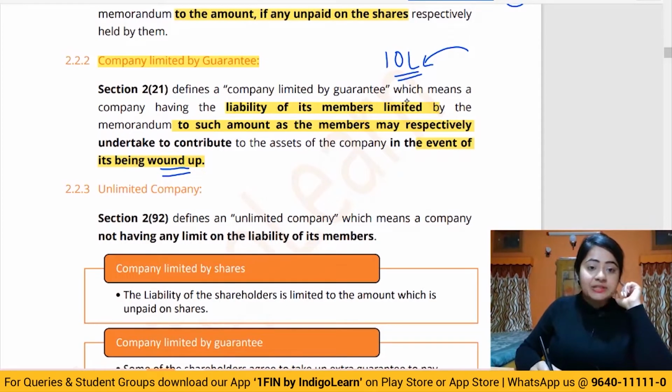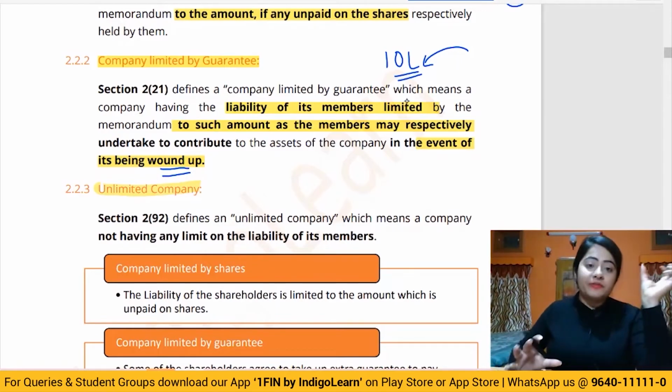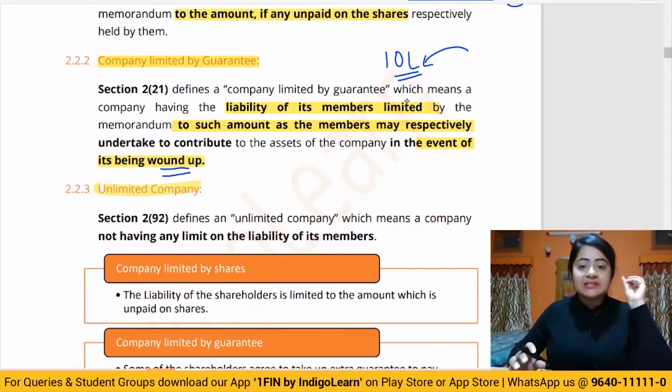Next is an unlimited company. An unlimited company means it may be an unlimited company with share capital or without, right? So in this case, the liability of some of the members is unlimited at the time of winding up. Okay, so if the company goes into winding up, then they can be asked to bring from their own houses as much amount as is left to repay the liability holders.